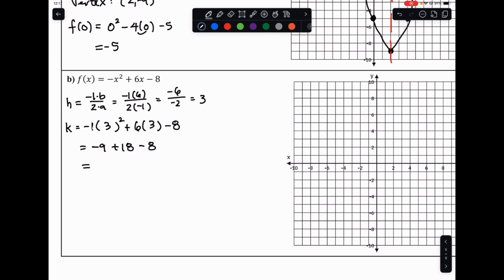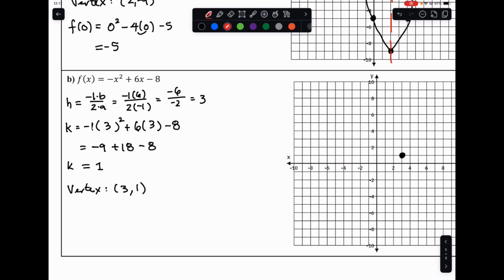So this simplifies to 9, and 9 minus 8 is 1. Sorry about that. So our vertex is at 3 and 1. So 3 and 1. Right there. And let's figure out what another point is.